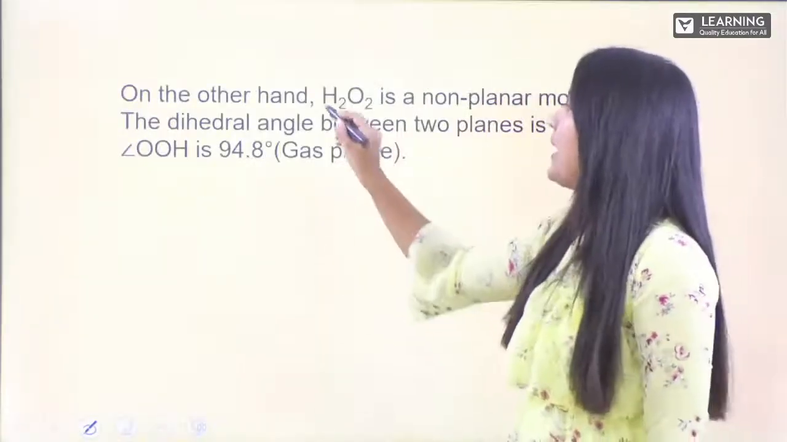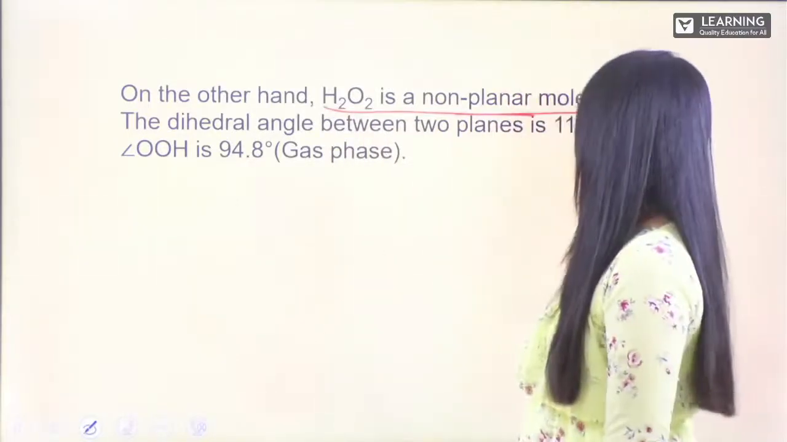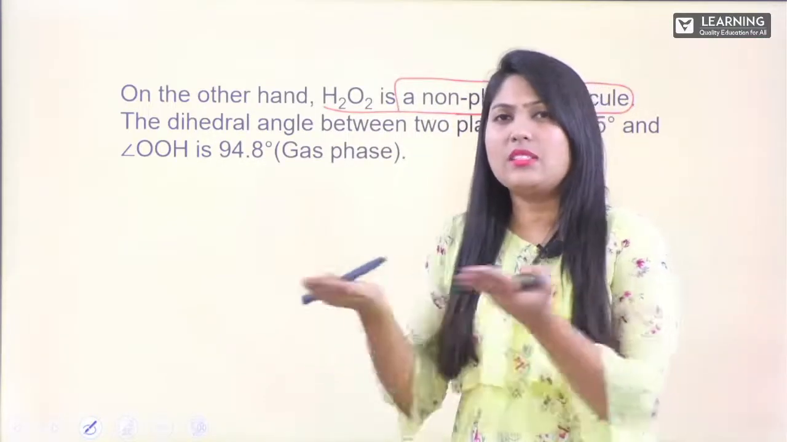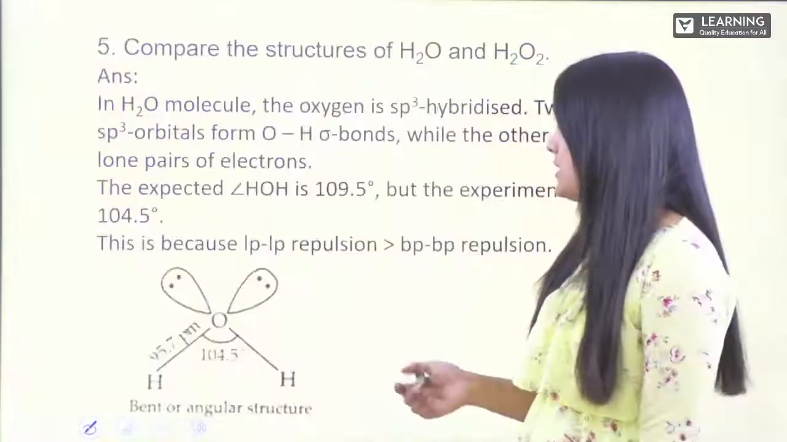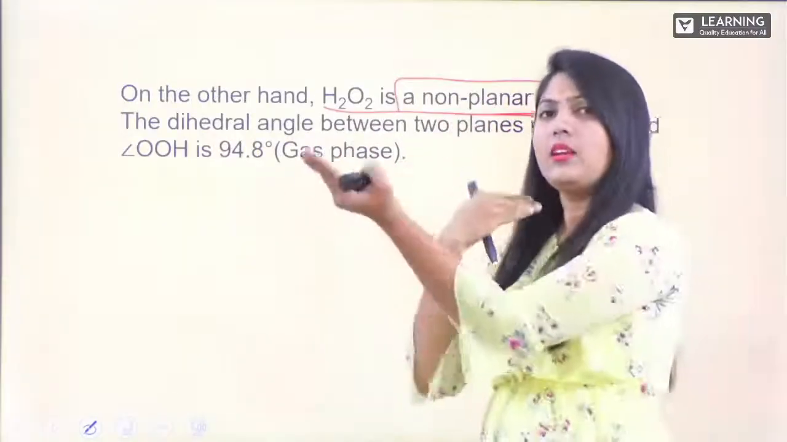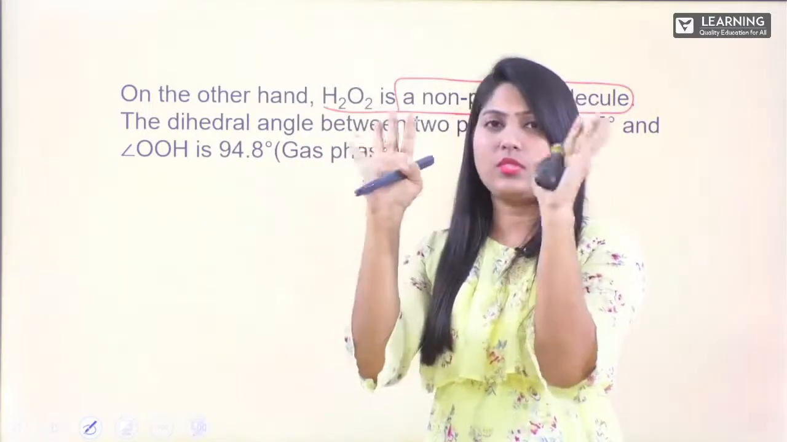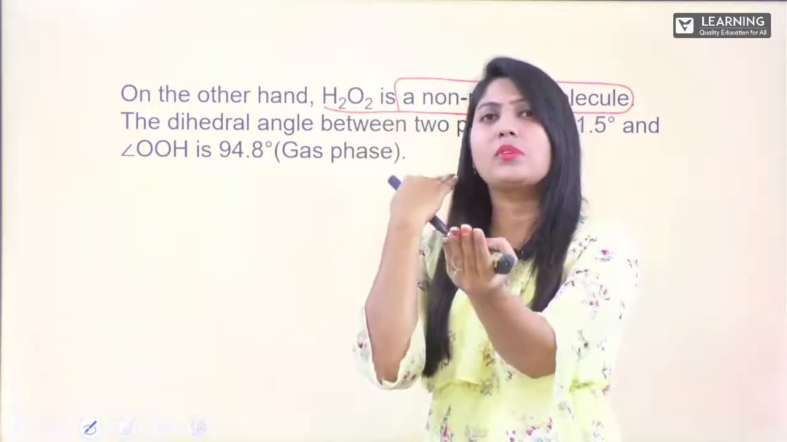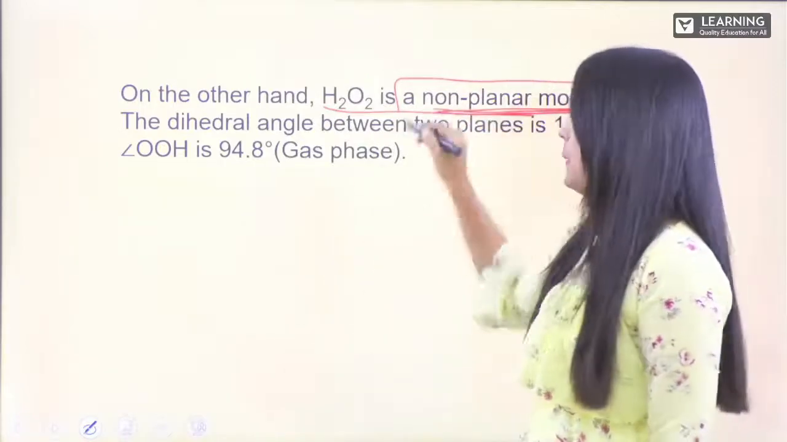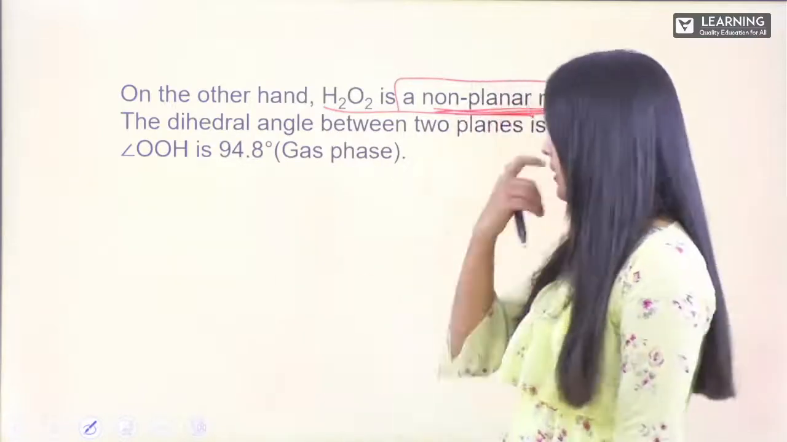Next, we have hydrogen peroxide, which is a non-planar molecule. It is not in the same plane. If you see this, it is on the same plane, but this is not on the same plane. It will be in the opposite plane. If I have oxygen like this, and the hydrogen is this, they will be in opposite planes. So it is a non-planar molecule.